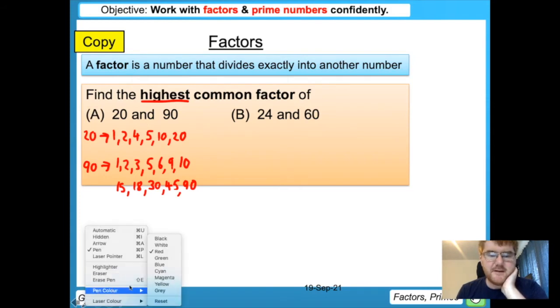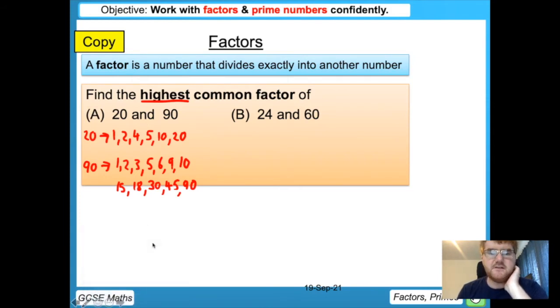So let's see if we can find that. I'm going to circle this in green. What's the highest number that they share? Well, they don't share 20, but they do share 10. So 10 is going to be our final answer. So for the highest common factor, write out those factors, and then find the highest number that they share.